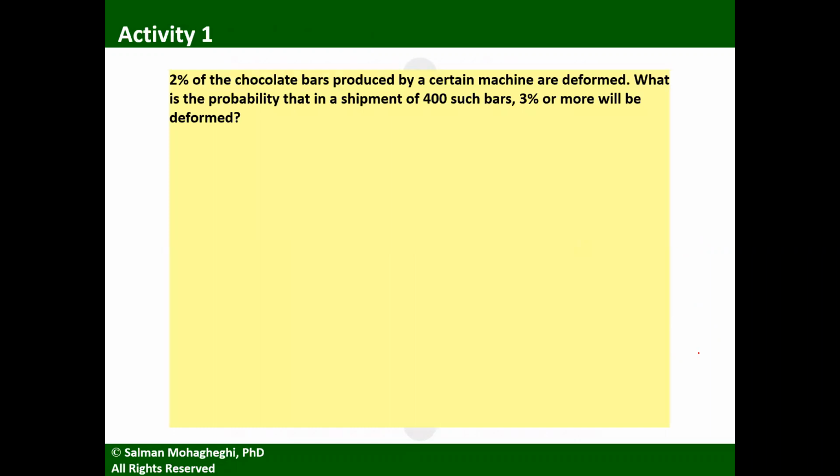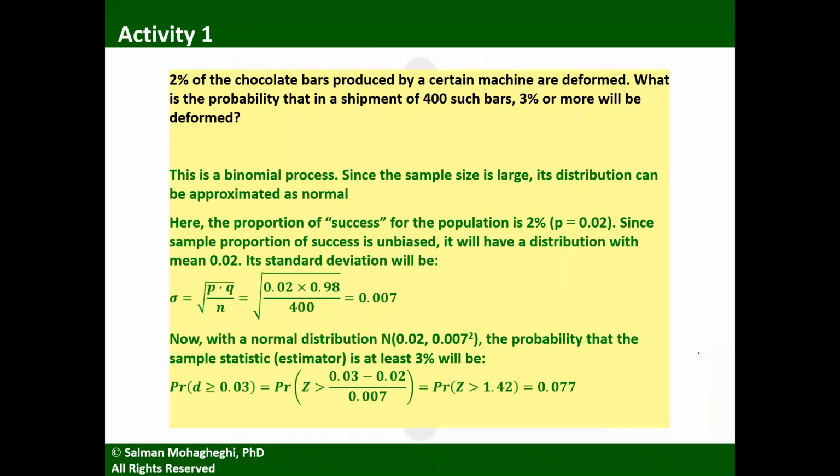All right, let's do a couple of activities. So consider this question. 2% of chocolate bars produced by a certain machine are deformed. What is the probability that in a shipment of 400 of those chocolate bars, 3% or more will be deformed? Let's look at this. This is a binomial process, and the sample is relatively large, 400 chocolate bars, so I can assume that it's normally distributed. Now, for the entire population, proportion of success is 2%. Success in this case is the chocolate bar is deformed. So P for the population is 0.02.